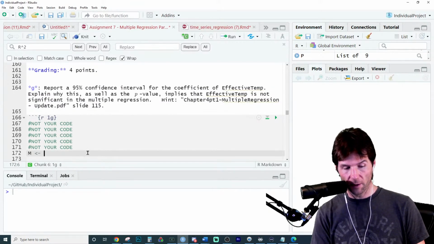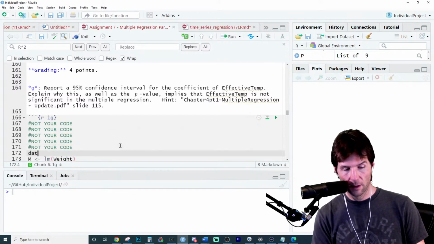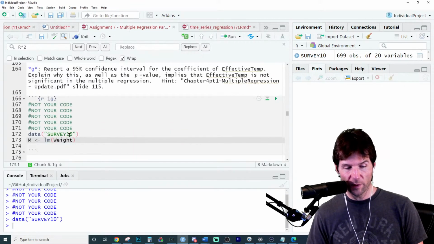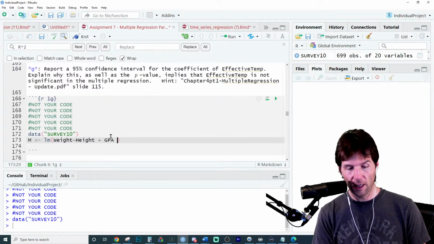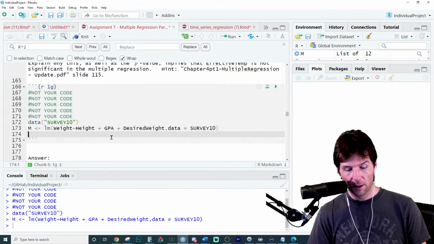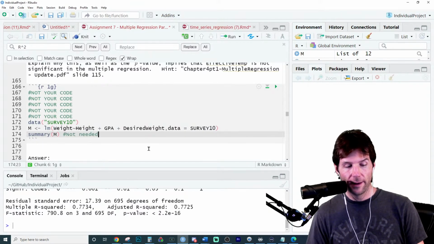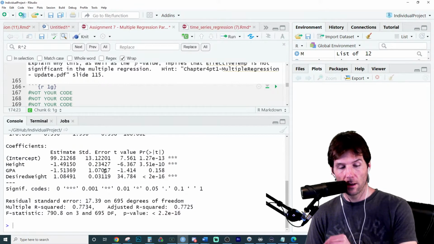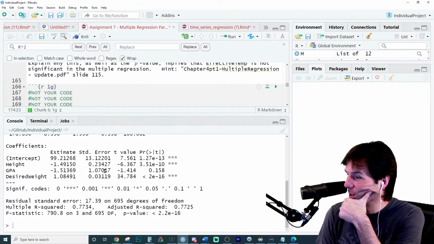Let's make a regression model right here. Do I still have Survey 10 loaded up? I don't think I do. Survey 10, best survey ever. 2010, amazing year. We're going to make a regression model from the following: height plus GPA plus desired weight, data equals survey 10. Hey, that worked. So our model has those variables in it. We don't need the summary here. Let's put not needed. And so now let's take a look. There's only one variable here that is not statistically significant. So John just got back from the dog park and I saw, yeah, of course.